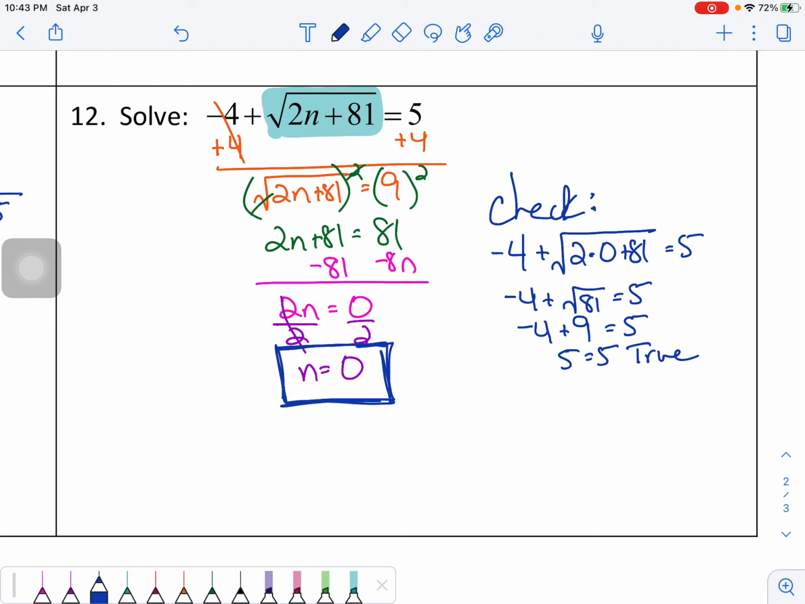I don't know what happens every once in a while, but when students get an answer where the variable is equal to 0, they kind of have some strange reactions sometimes. 0 is just a number, all right? So it is totally acceptable for your variable to equal 0. You just have to check your work.